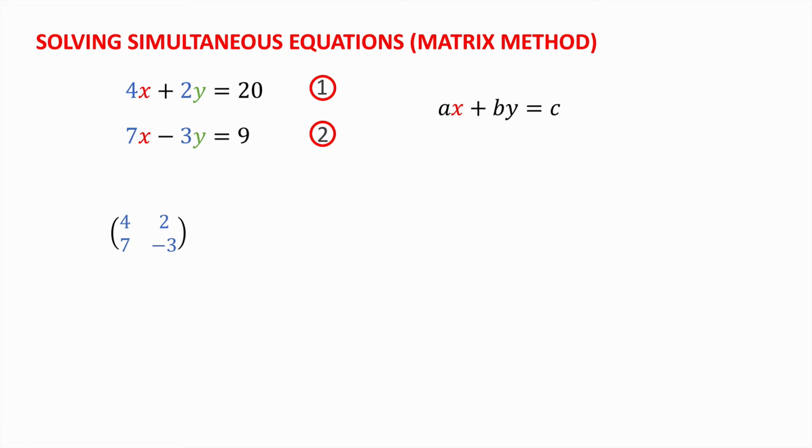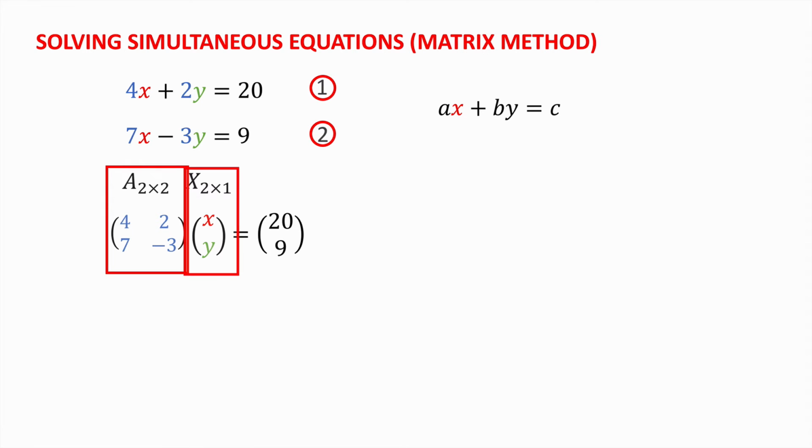We put the 4, 2, 7, and negative 3 in a 2 by 2 matrix. And then we put x, y as a 2 by 1 matrix. And then we equate it to the answers, which is 20 and 9. Right? We say now that this has the form AX is equal to B, where A is the 2 by 2 matrix, X is a 2 by 1 matrix, and B is a 2 by 1 matrix.